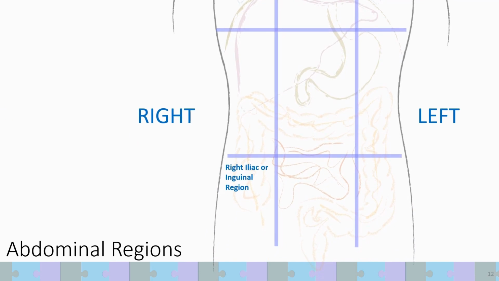And then moving down to that last right section, the right iliac or the inguinal region, we're going to see the appendix. This is kind of a unique organ, and a lot of people understand appendicitis is when that appendix becomes infected. It starts to swell up, become infected, and needs to be removed. One of the biggest signs is having pain in that right lower side. So if a patient comes in and says, hey, I'm having pain in my right side all the way down, almost into the pelvis, that may be a sign of an appendix issue.